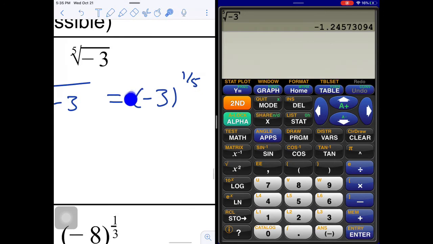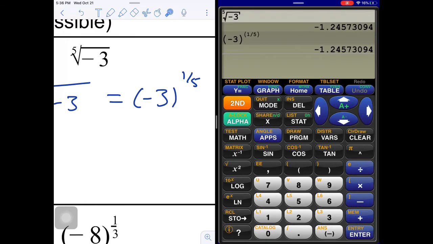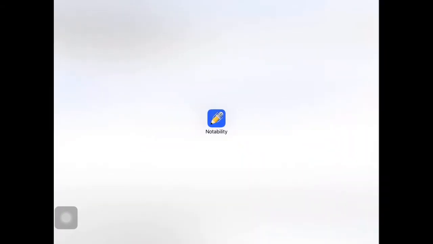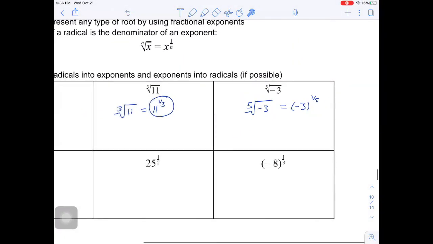Now I can actually plug in this. I'm going to do bracket -3 to the power of 1 over 5. Okay, and I'm going to bracket these actually, 1 divided by 5. And you're going to get the same solution because you're doing the exact same operation. You're just representing it here with a fractional exponent and here with a radical. So it's the same answer.